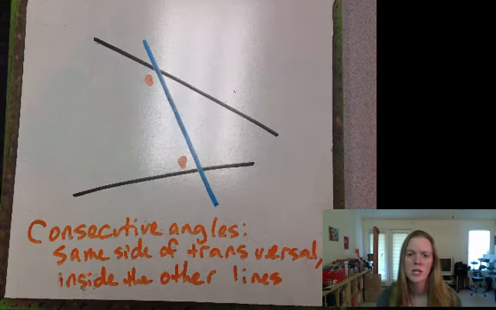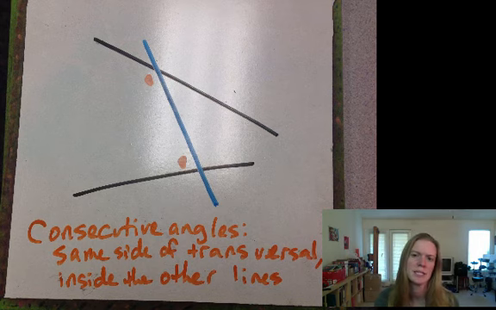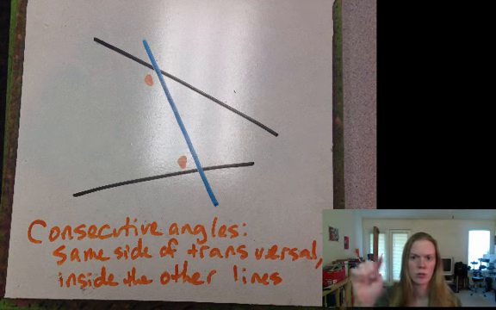Another kind are consecutive angles. Consecutive are on the same side of the transversal and they are on the interior of the lines. So they're right next to each other, they're consecutive.